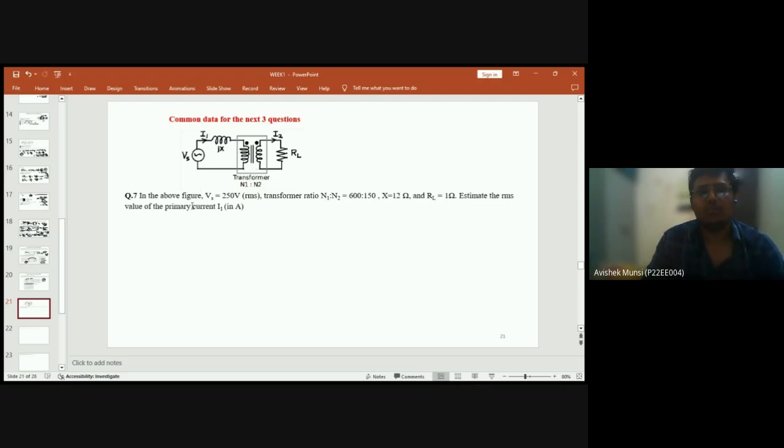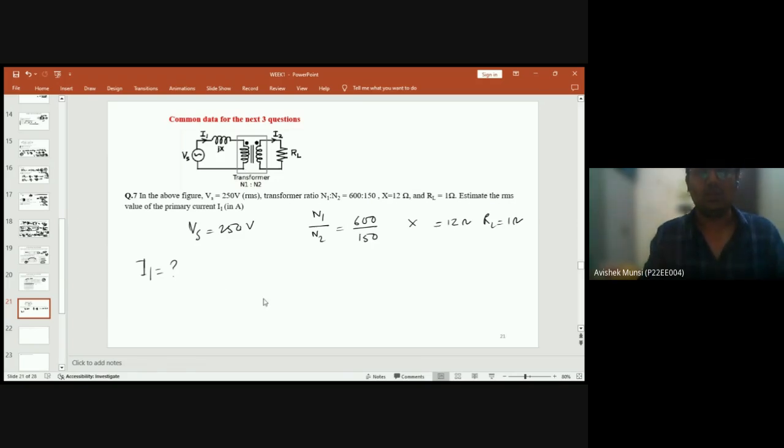Okay. So in the above figure, Vs is given. So the supply voltage is given as 250 volt. Turns ratio is given 600 by 150. Reactance is given 12 ohm. RL is given 1 ohm. You have to calculate I. So keep it in your mind that in that case, for the value of primary current, we have to move it into the secondary side. So I have to multiply it with the turns ratio. So try to solve it. If you have any doubt, you can ask me.